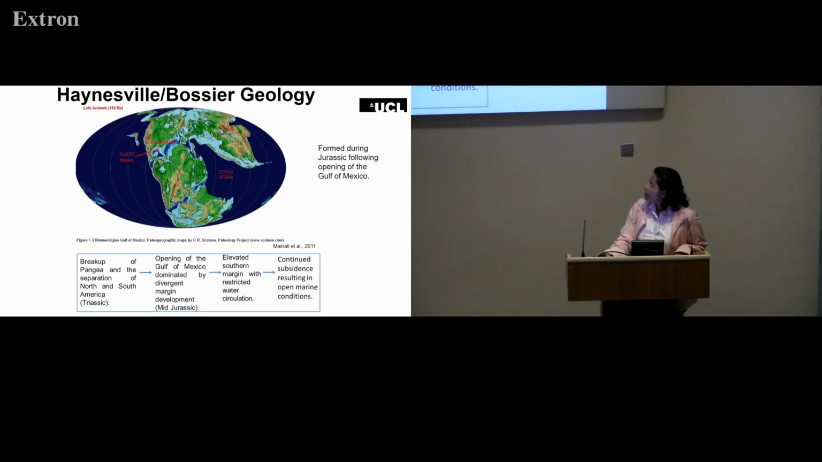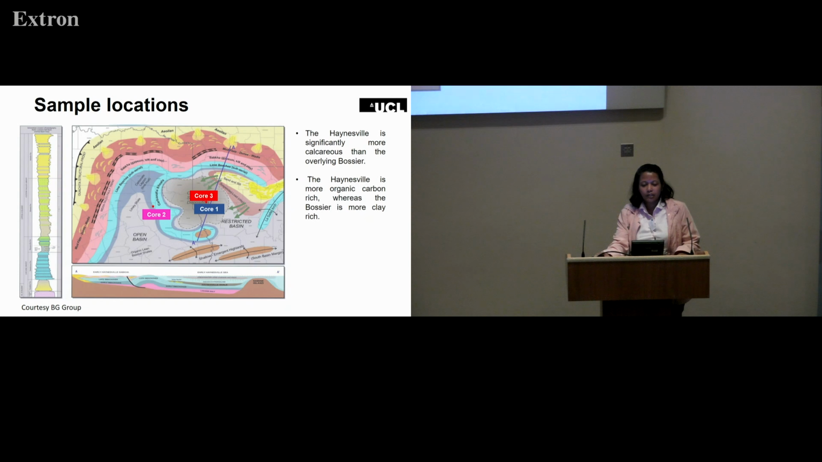So this is what it looked like at the time when the shales were deposited. It was during the Jurassic period when the Gulf of Mexico was actually opening up. So it gave very good conditions of restricted ocean circulation, which means organic matter was preserved. And there is potential of having shales with natural gas in them.